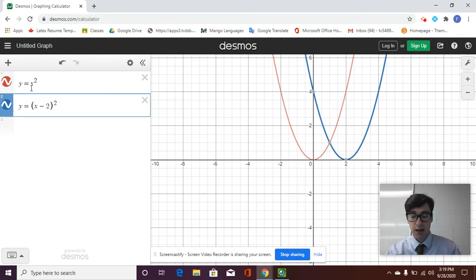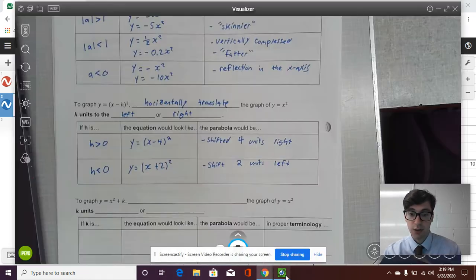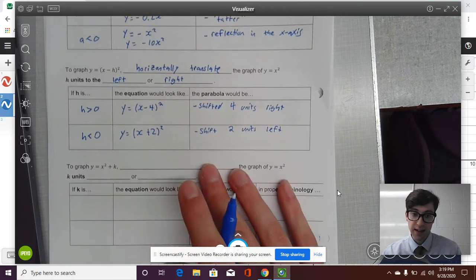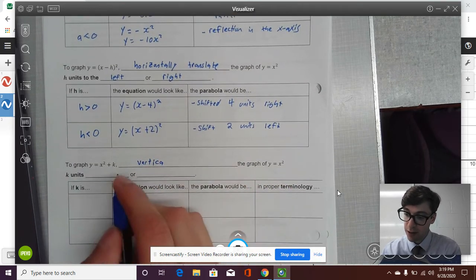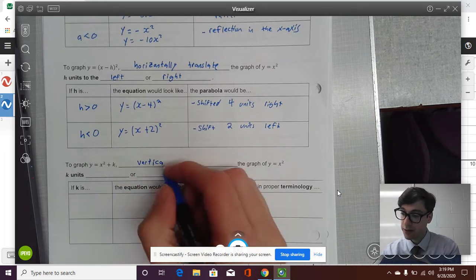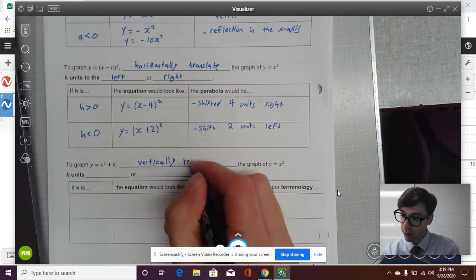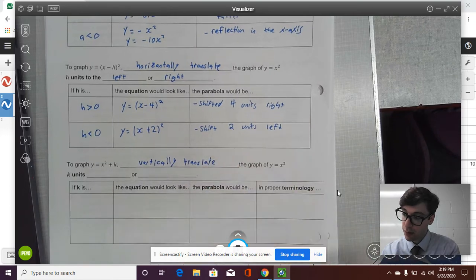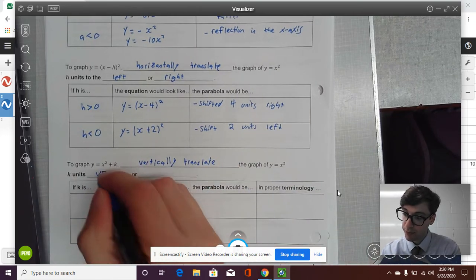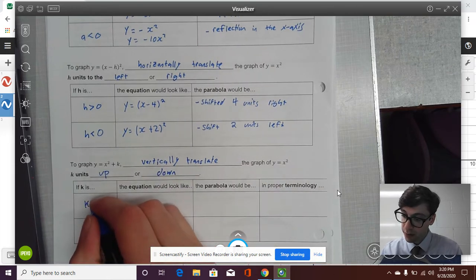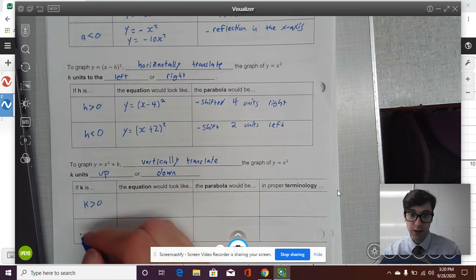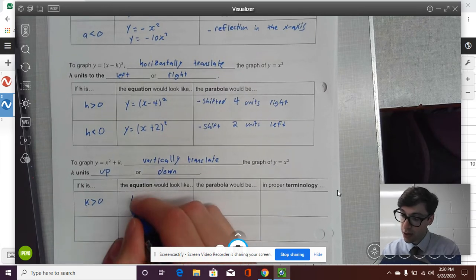So the a value is compressing, stretching, reflecting. The h value is just moving left or right, and as you can probably guess, there's still one more parameter, which is the k value, which is going to vertically translate. Remember that k value, the number outside the brackets, is moving our vertex up or down. It's actually moving every point of the parabola up or down by k units. If k is positive, that means the y value of our vertex is positive, so it's taking the original equation and moving it up.